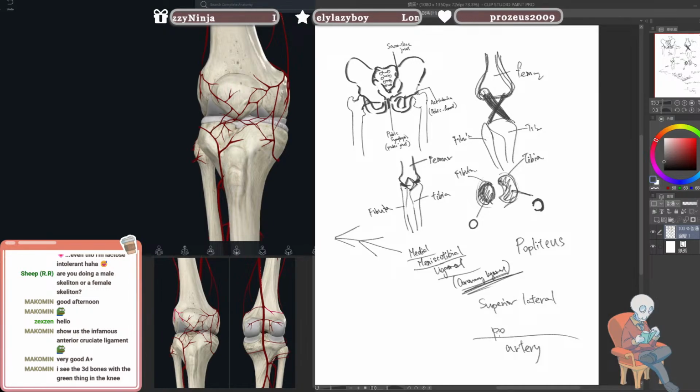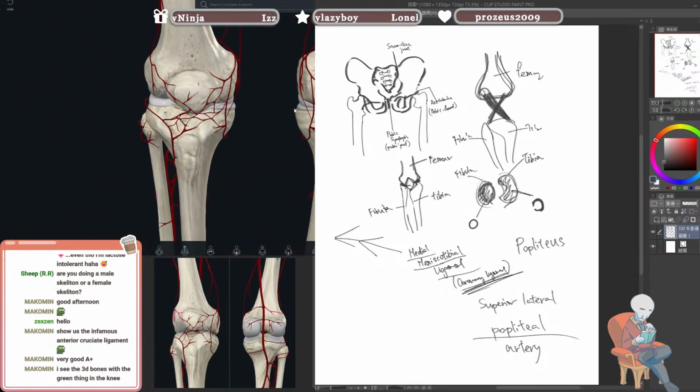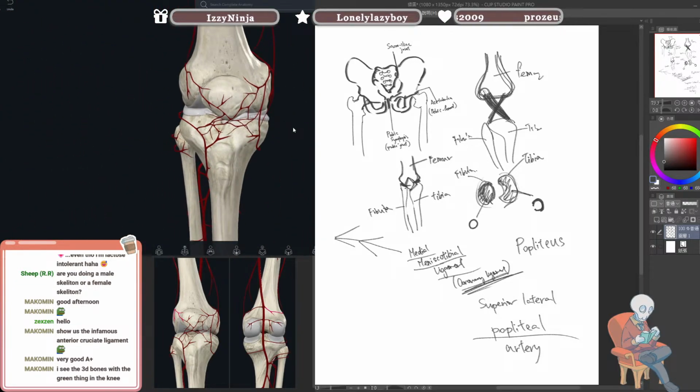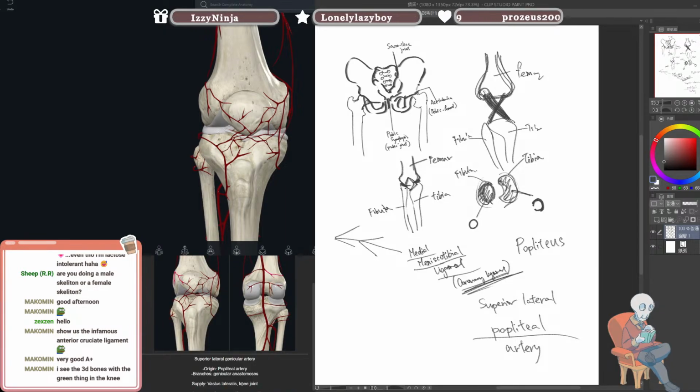Is that the popliteal artery because it is around the popliteus area? So popliteus means the back of the knee, and the front of the knee is called patella. The fun thing about anatomy is that even if you don't remember the name, you can sort of guess it. I think it's superior lateral popliteal artery. You see the answer. Shoot! It's genicular. Damn it. But it originates from the popliteal artery. Damn it.